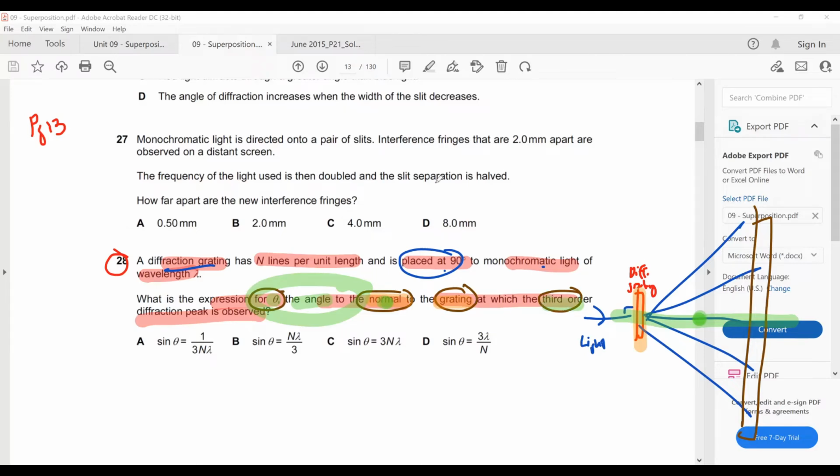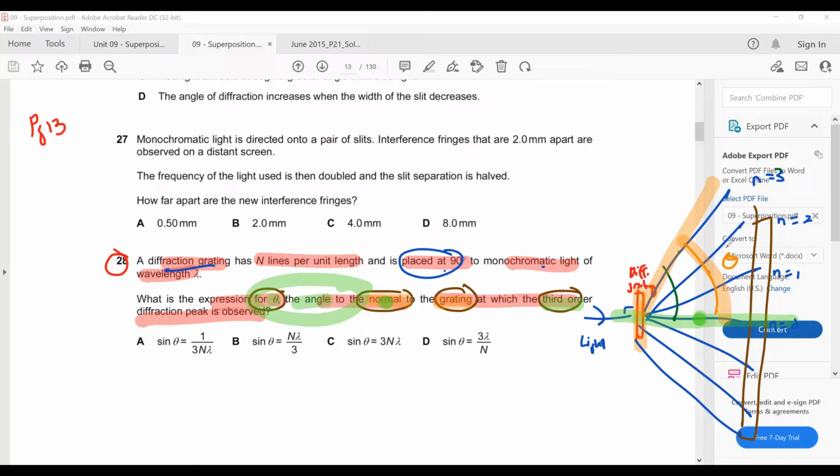So if my line is like this, I need to draw more lines. This is n0, not power 0, n0, n1, n2, n3. They want an expression for this angle between the normal and the third order. This is your third order. They want the angle between the third order and the normal, which is this one.